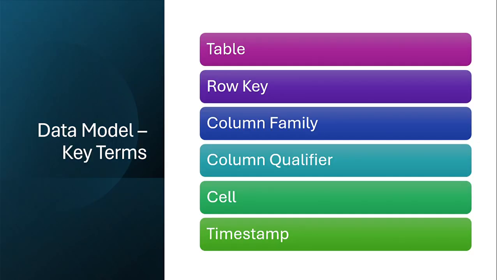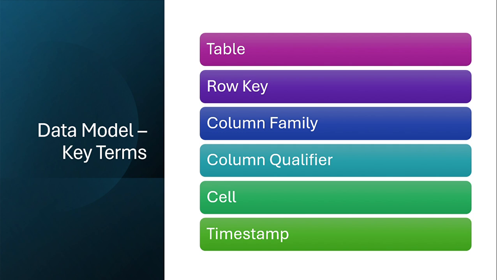Now before starting with HBase data model, let's go through the key terms. So we have a table. A table is a logical collection of rows stored in individual partitions known as regions. For now, to keep it simple, it's basically a collection of rows. Next, row key. It is a unique identifier for the record.